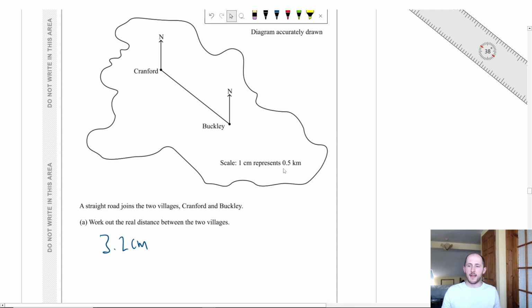Cool. Then it says here the scale: 1 centimeter represents half a kilometer. So what you want to do is you times it by whatever the scale is. So if you printed this out and let's say it was 4 centimeters, you times it by 0.5. If you measure it's 10 centimeters, times it by 0.5. You're always timesing by 0.5. And that gives you 1.6 kilometers. Okay? That will be your answer. So again, you measure with a ruler the distance and you times by whatever the scale is. That's all you need to do.